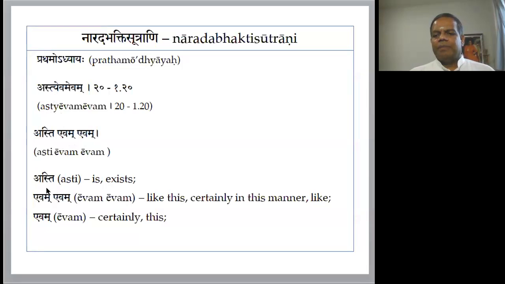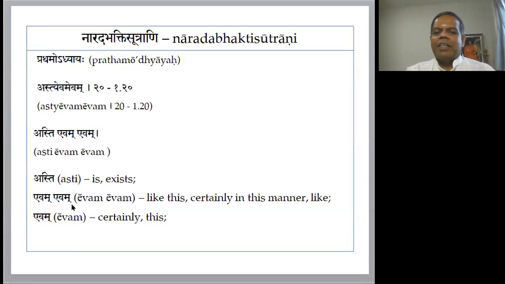We look at the meaning. Asti means is or exists, that is present. Asti, it exists, or evam. Then evam, the same word repeated like that, means like this, certainly in this manner. Because evam has the meaning certainly also.